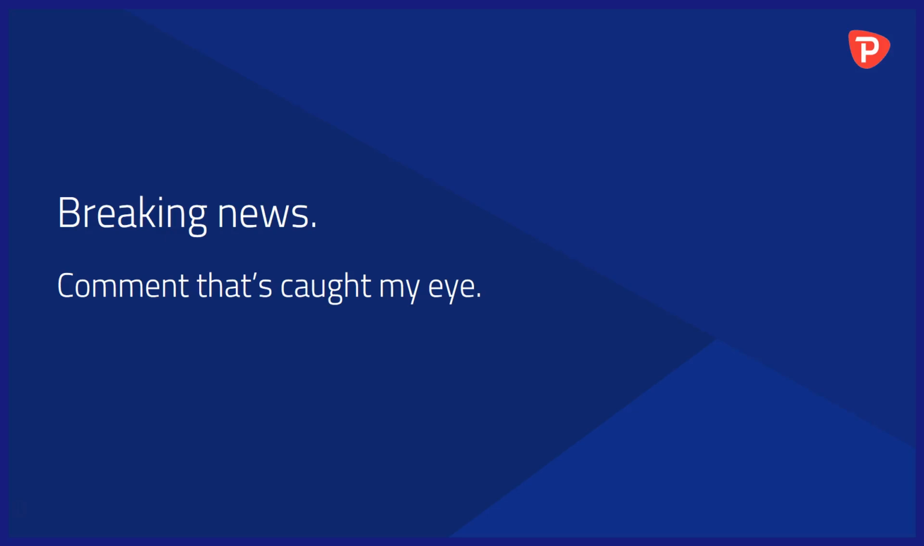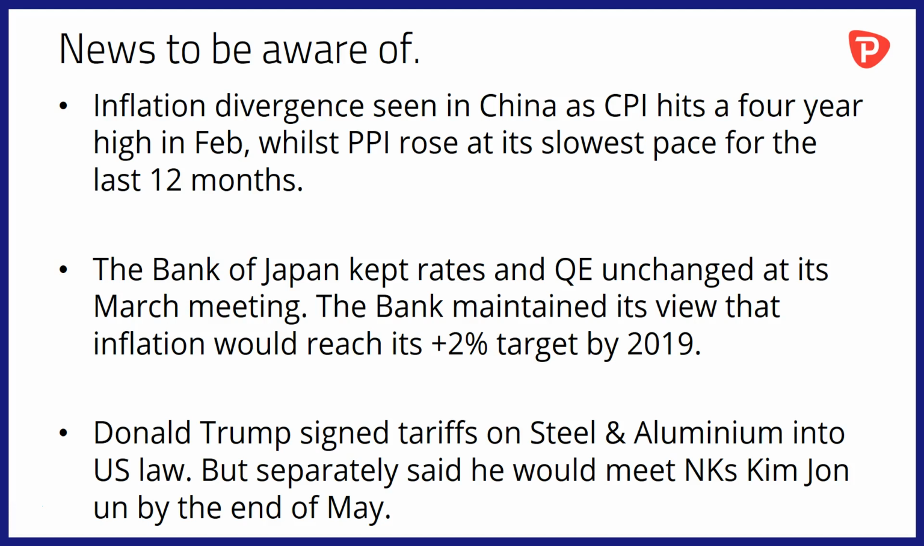Right, breaking news and comment that's caught my eye overnight. First of all, inflation divergence has been seen in China as CPI, consumer price indices, hit a 4-year high in February, whilst the PPI, the factory gate inflation, rose at its slowest pace for the last 12 months. The Bank of Japan has kept interest rates and quantitative easing unchanged at its March meeting. The bank maintained its view that inflation would reach its 2% target by the end of 2019. Many in the market, including myself, remain very sceptical about that. Meanwhile, in America, Donald Trump has signed tariffs on steel and aluminium into US law, and separately said that he would meet with North Korea's Kim Jong-un by the end of May. So a bit of a two-way pull there as far as sentiment's concerned from the US.